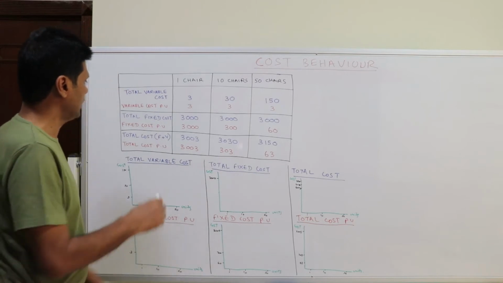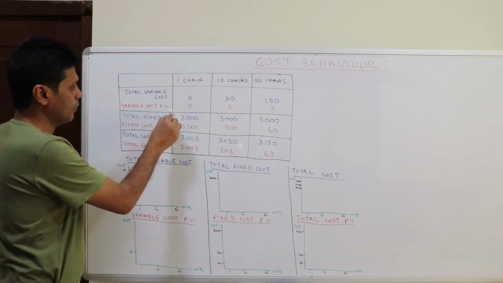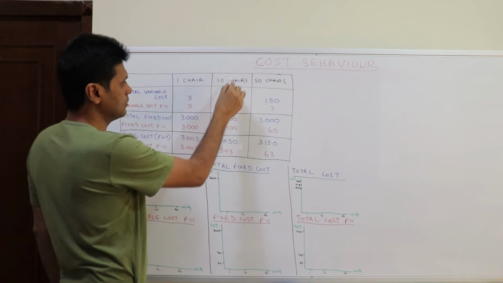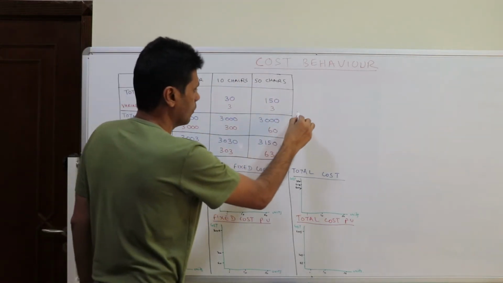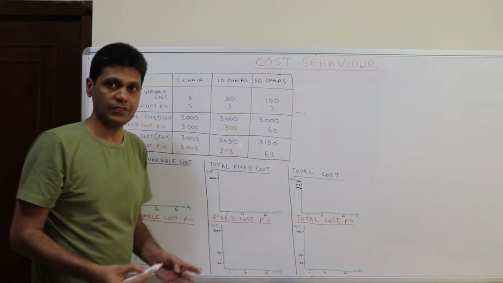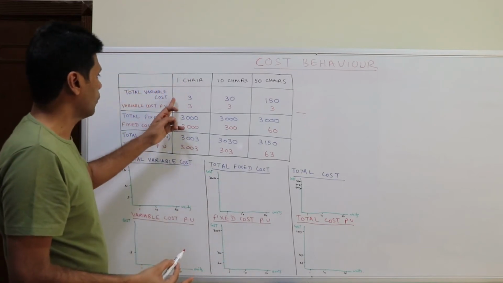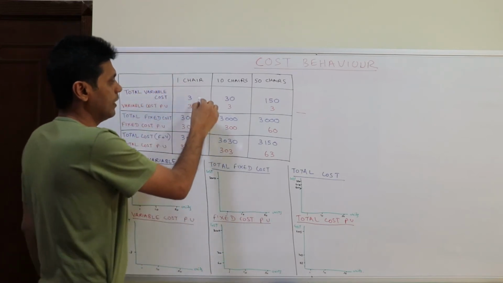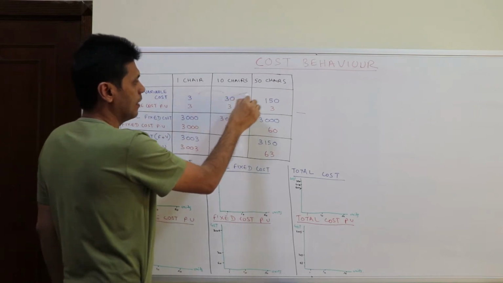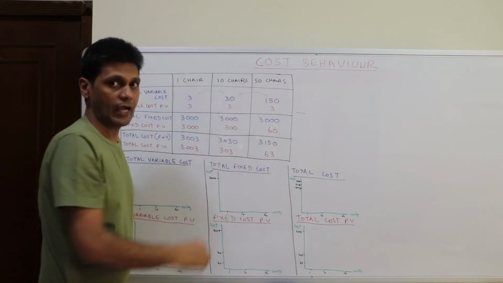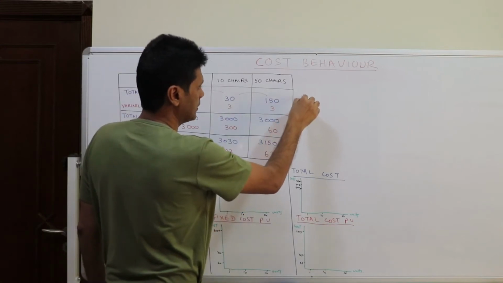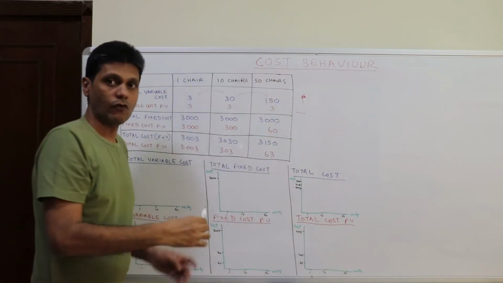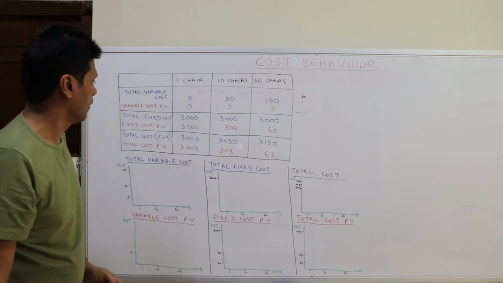So as you can see, the variable cost per unit, regardless of the increase in activity level, is constant. It doesn't change. However, the total variable cost will increase depending on the activity level. So the total variable cost increases as the volume increases.